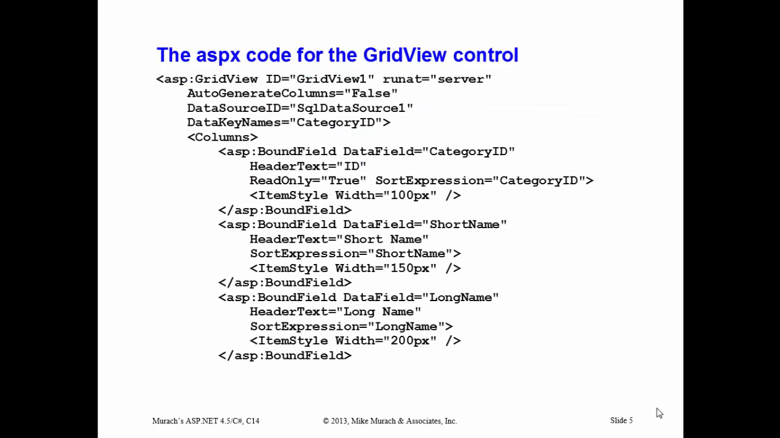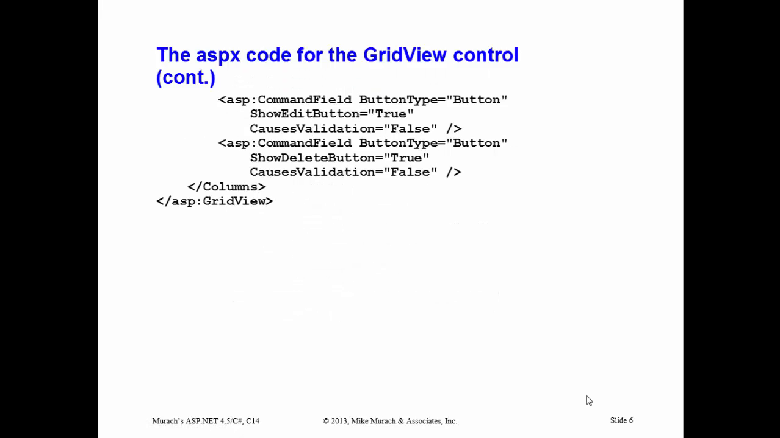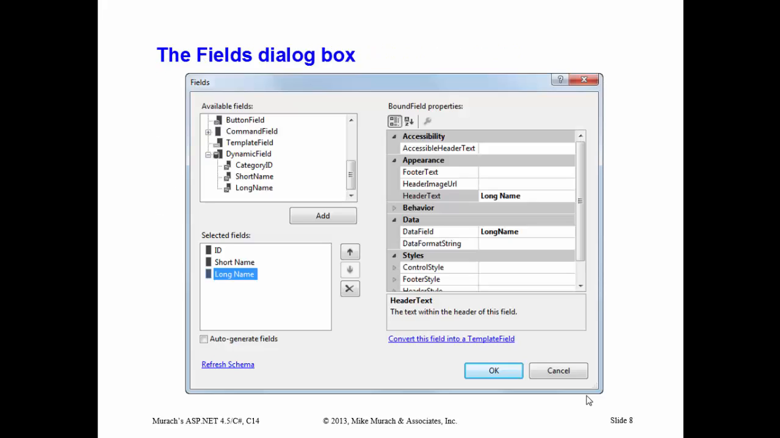Alright, so this is what the grid view control looks like in the markup. You've got your ASP grid view. It has an ID and runat server. Whether or not I want to auto-generate columns, or I want to specify them. In this example, we're not auto-generating, we're actually specifying columns. I don't type all this though. This is, again, generated from a wizard. So let me show you.